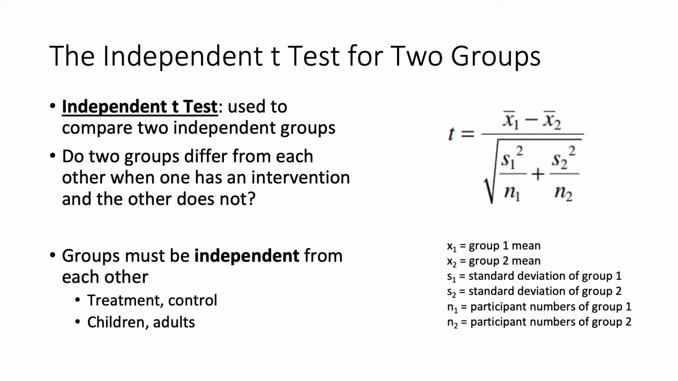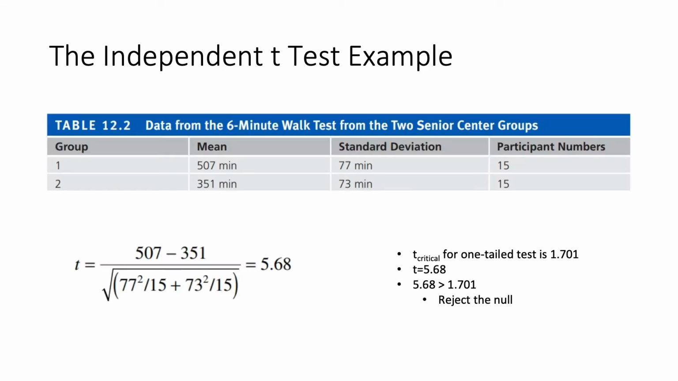In this case, it is the independent t-test. An independent t-test is used to compare two independent groups from the same population, or a single sample from two different populations, such as older versus younger. Another example is having one group receiving a treatment and the other not receiving a treatment. You can see the equation for the independent t-test is similar to the student's t-test, but with the addition of another group. So let's look at an example of an independent t-test.